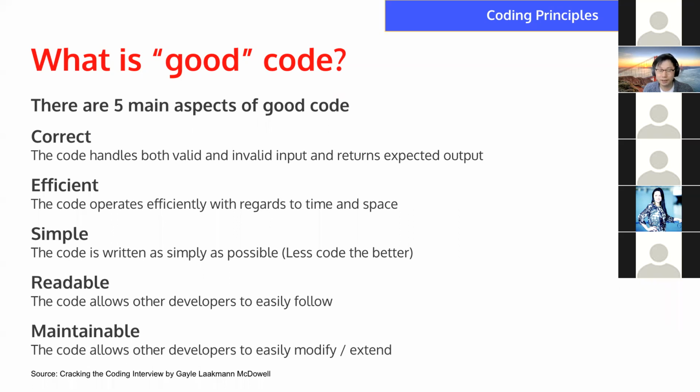Good code is correct, which means it handles both valid and invalid input and returns the expected output. Good code is also efficient, which means the code operates efficiently with regard to time and space. Good code is also simple, which means it's written as simply as possible. Basically, the less code, the better. Good code is also readable, which means the code allows other developers to easily follow it. And lastly, good code is maintainable, which means the code allows other developers to easily modify and extend it.